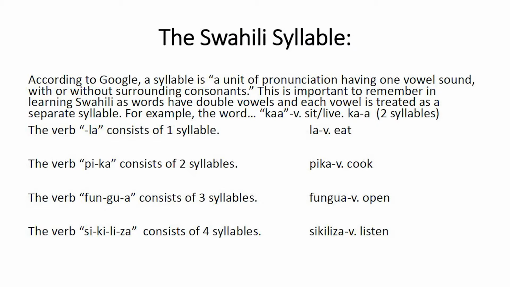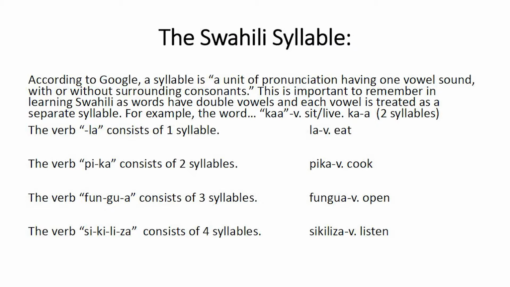This 3-letter word has 2 syllables. The K-A is the first syllable and the A by itself is the second syllable. So this is an example of when the definition says that the pronunciation occurs when there's consonants with syllables, or it's just a vowel by itself.